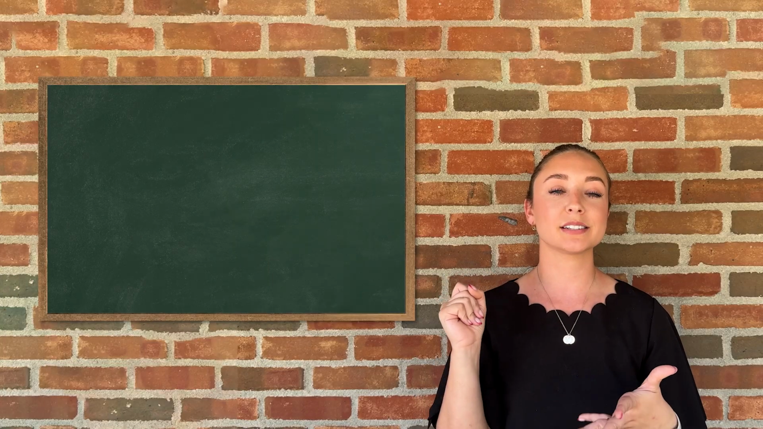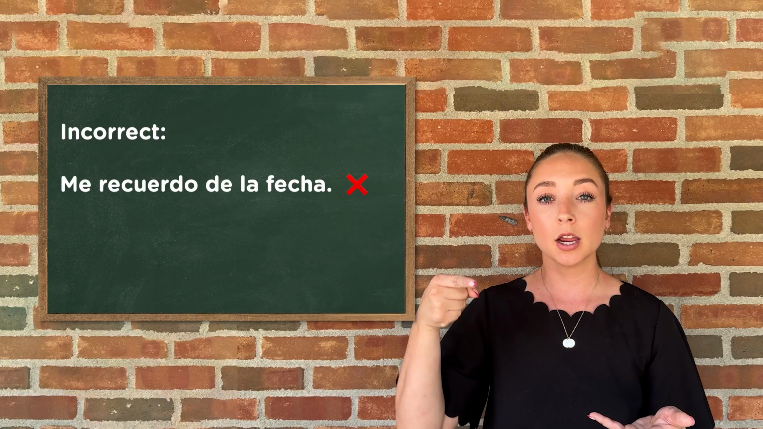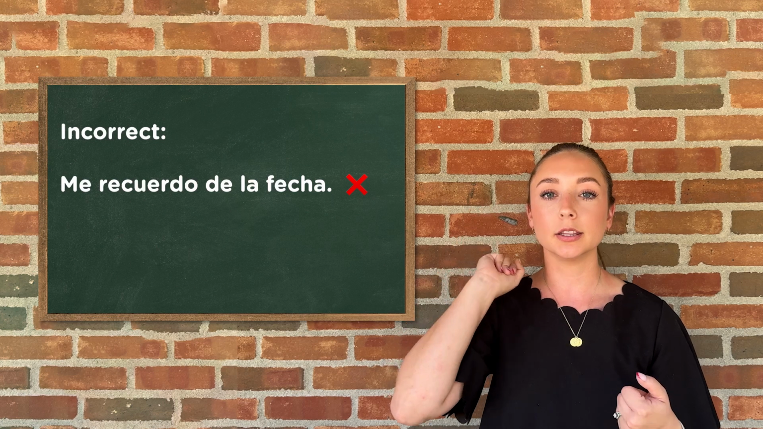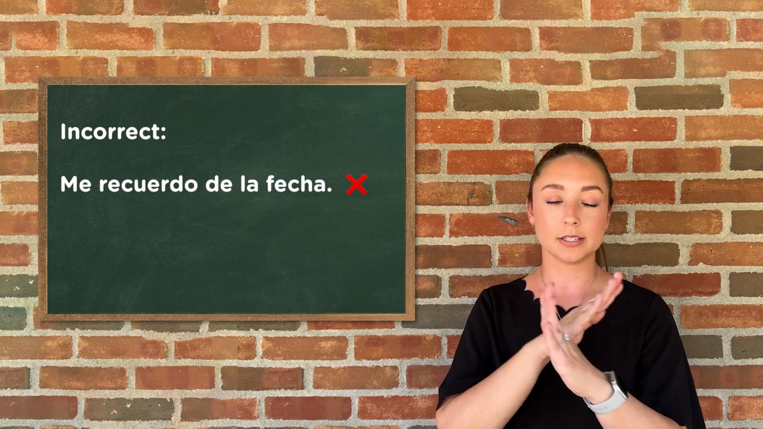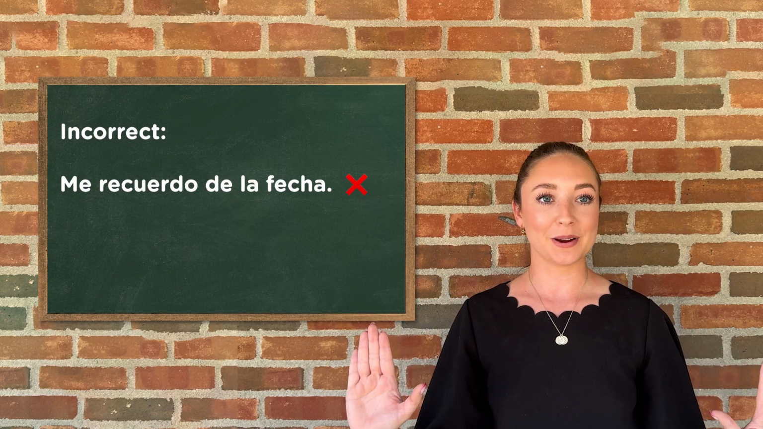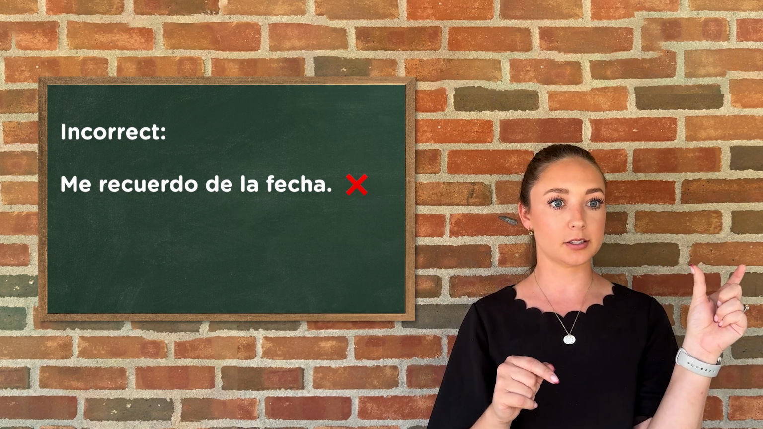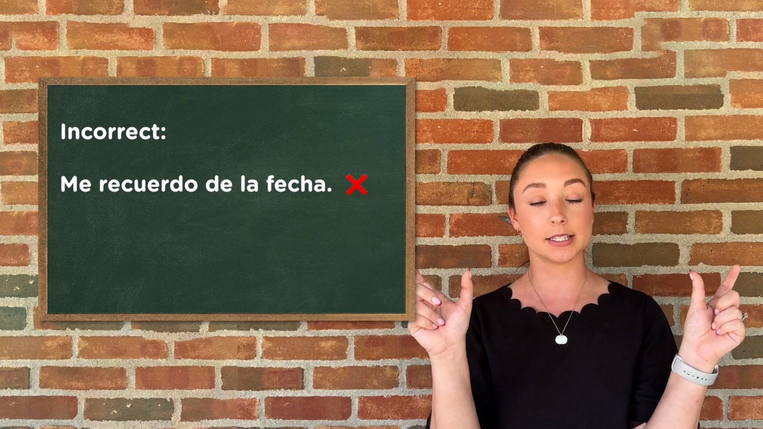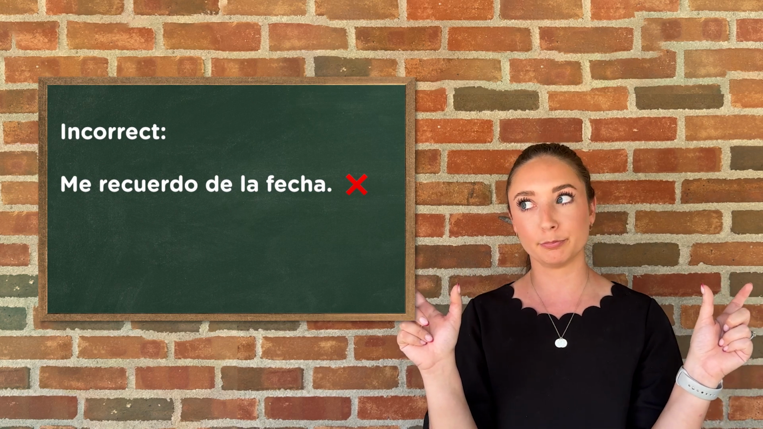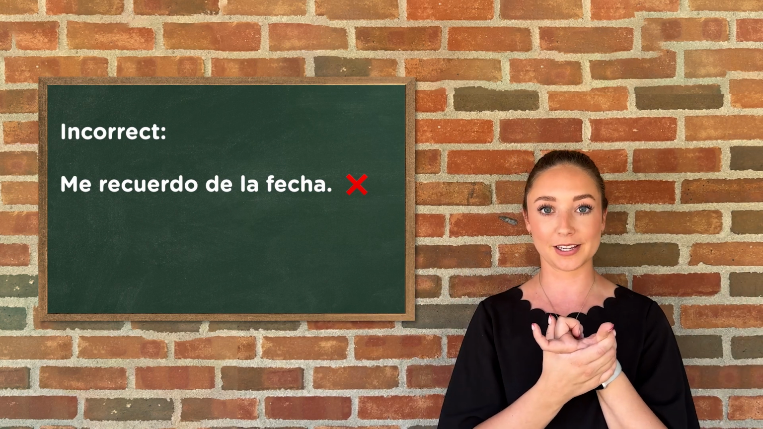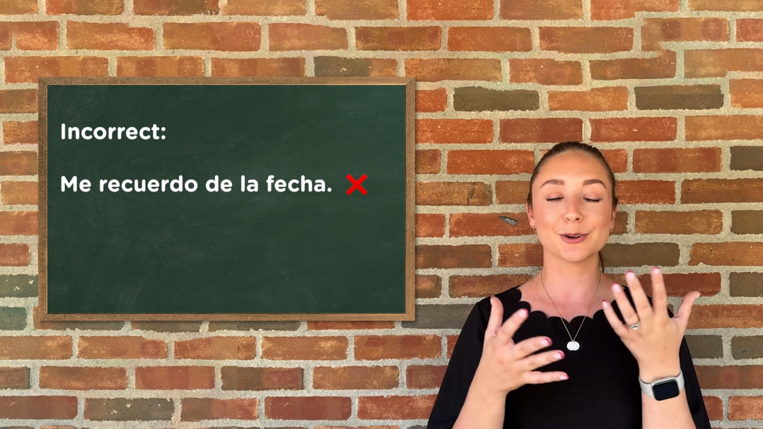This first example is incorrect. I'm going to point that out now, so in case you zoned out for whatever reason and you join back, you don't think, oh, that's the right way. This is not the right way to do it. A lot of times I see this common mistake: Me recuerdo de la fecha. This is not correct at all. As you can see in the structure, it took the me from the reflexive acordarse, and it took the de that is needed with the verb acordarse, but it didn't use the word acordarse at all. It used recordar.